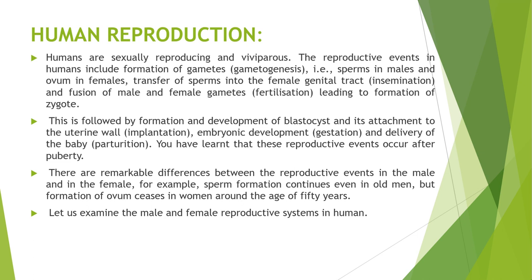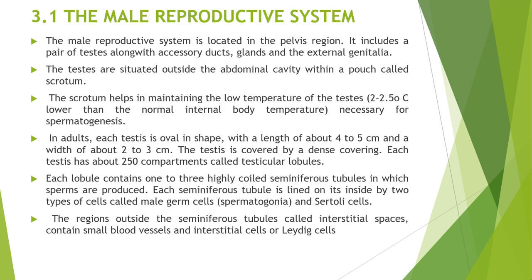So let's examine the male and the female reproductive system in the humans. Okay, now we will study how human reproduction works in the male and the female, and we will study first the male reproductive system. Okay, how is the male reproductive system there? So in the male reproductive system, what happened here?